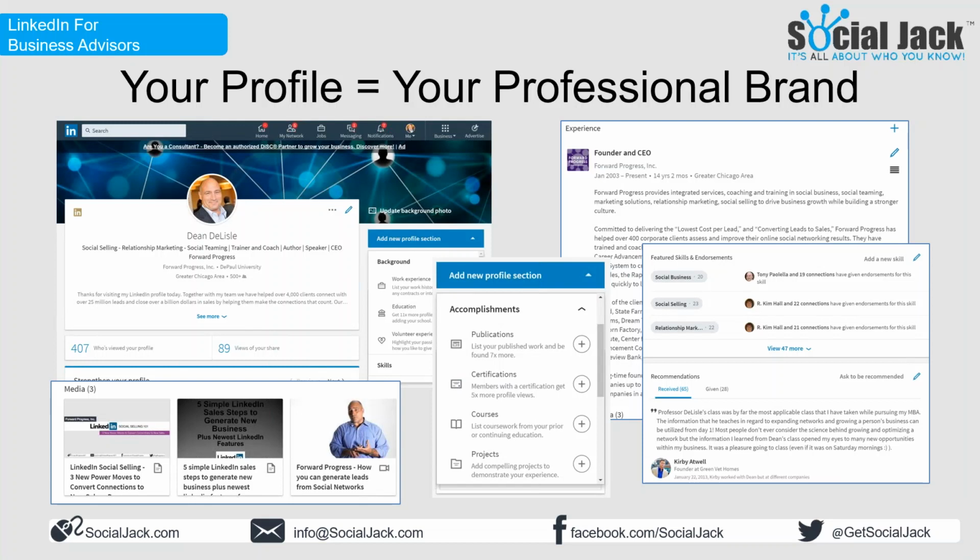Just know that when you add certifications, courses, and projects, it used to alert your entire network. Now it's just used for search engine optimization, so for your keywords and things like that. And we'll give you a cheat sheet that tells you about that.